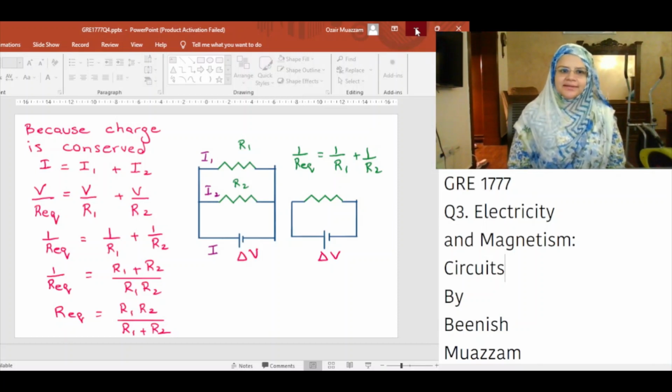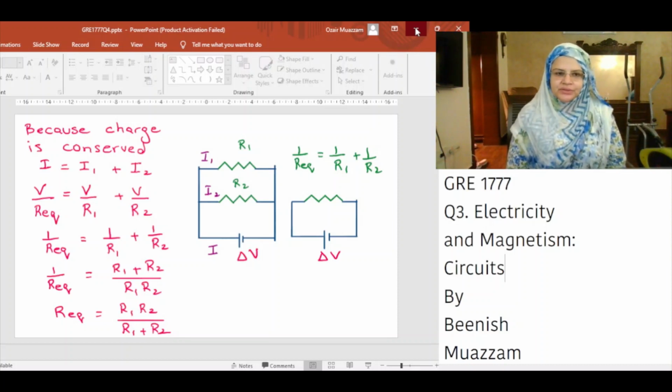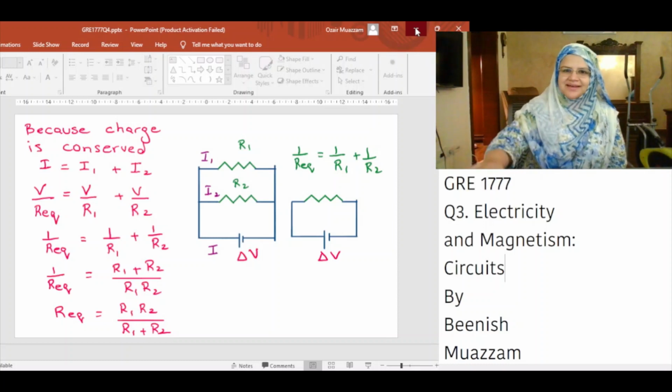I is the total current and is equal to V over R equivalent. I1 is the current in resistor R1 and is equal to V over R1. I2 is the current in resistor R2 and is equal to V over R2. Since the potential difference across the parallel circuit is the same, we get 1 over R equivalent is equal to 1 over R1 plus 1 over R2. This means 1 over R equivalent is equal to R1 plus R2 divided by R1 R2. If we cross multiply, R equivalent is equal to R1 multiplied by R2 divided by R1 plus R2.